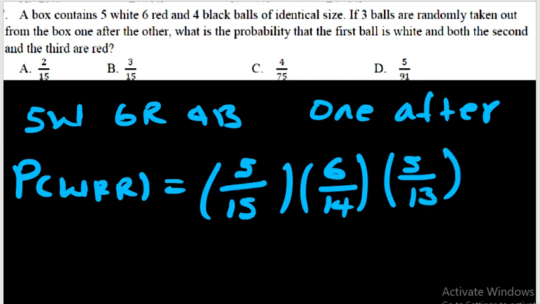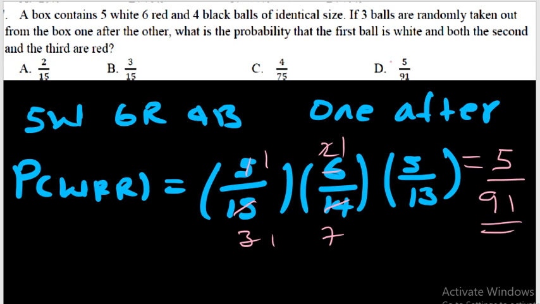When you simplify, here by 5, 1, this by 5, 3, again by 3, 1, this by 3, 2, by 2, 1, this by 2, 7. So what is left in the numerator? 1 times 5, which will be 5. In the denominator, 7 times 13 will be 91. So the answer will be D.